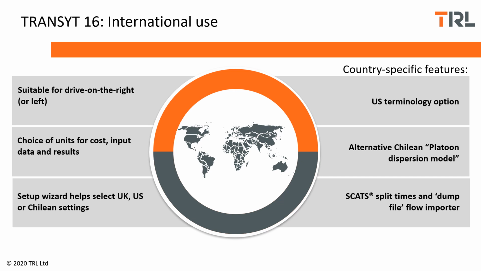So SCATS of course uses stages defined on the stage length, including the following interstage, and it's presented normally as a percentage of the overall cycle time. So that's available and can be shown in, for example, the timing diagram, which has an option to show that instead of the traditional TRANSYT stage definition, which is obviously different. And then the dump file flow importer is something new built into TRANSYT 16, so a relatively recent addition there.